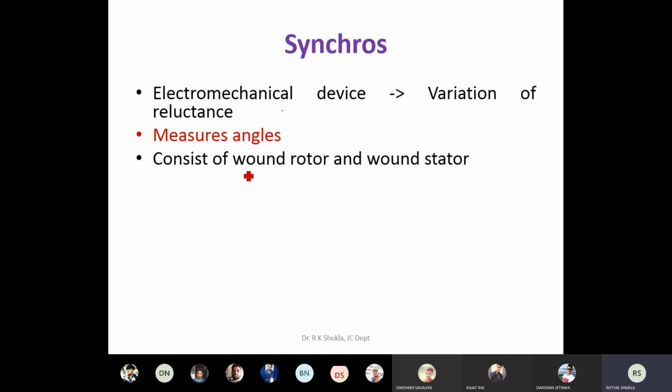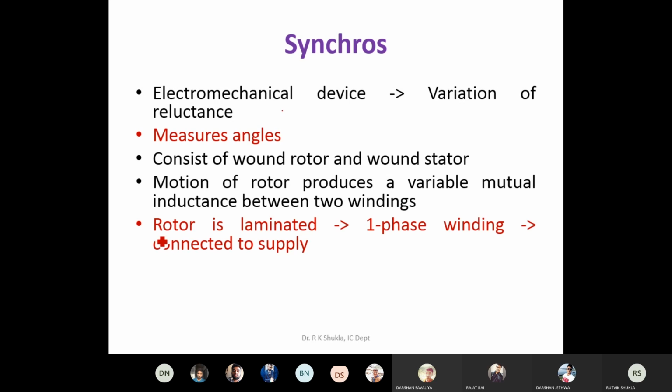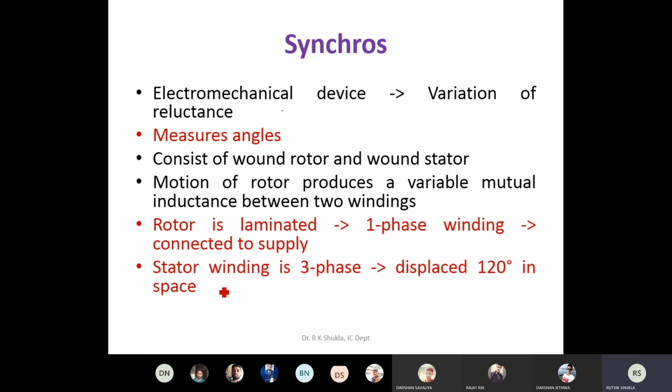What does it consist of? It consists of a wound rotor and wound stator. Wound means a coil is wound over the former. Motion of the rotor produces a variable mutual inductance between the two windings. The rotor is laminated. It is a single phase winding connected to the supply, as we have seen in the construction. The stator winding is three phase, and each winding is displaced from the others by 120 degrees in space.